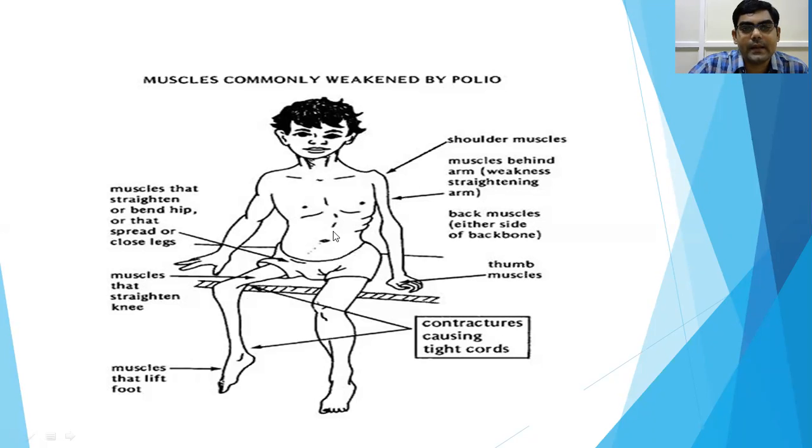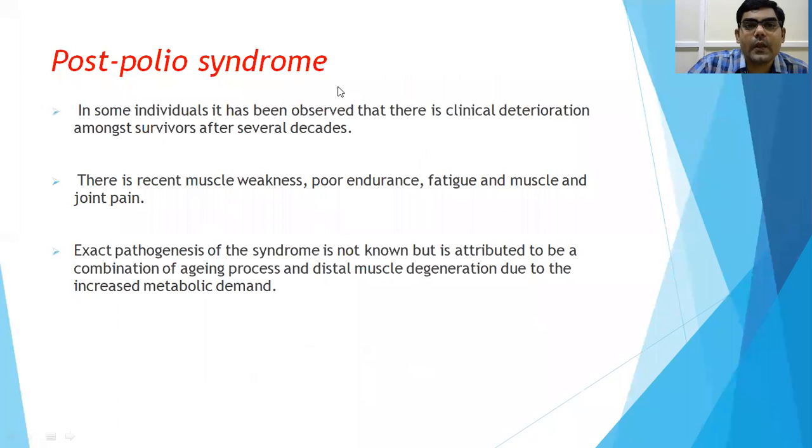And the spinal muscles also, if infected, then the child will lie to one side. If shoulder muscles are involved, see, this is asymmetrical involvement. Already we learned polio. See how wasted it is, how thin it is. So this is post-polio syndrome.